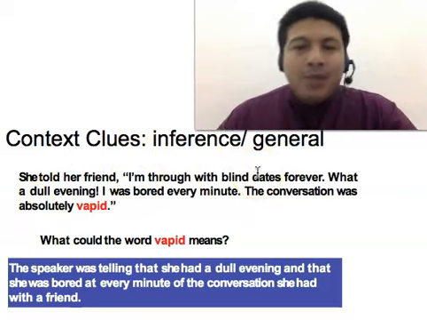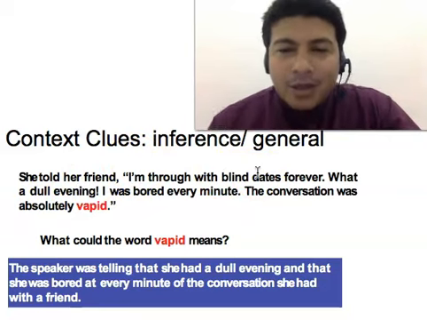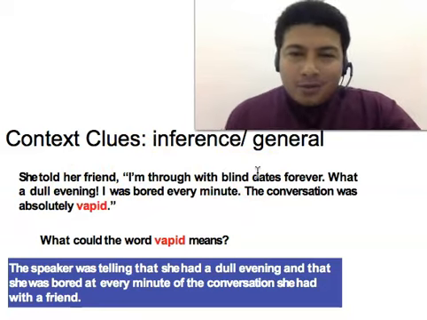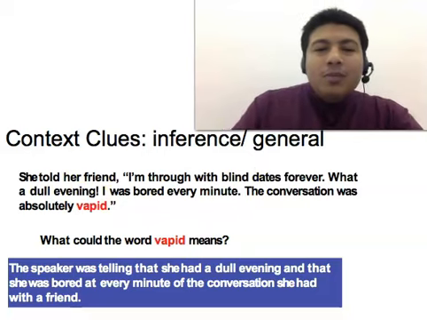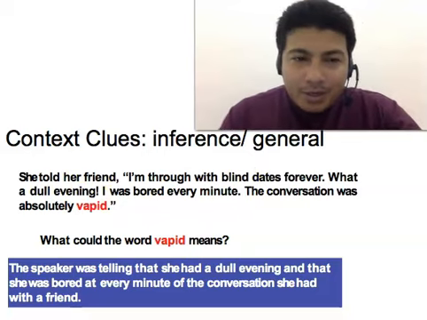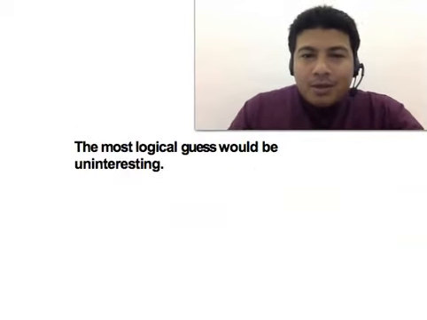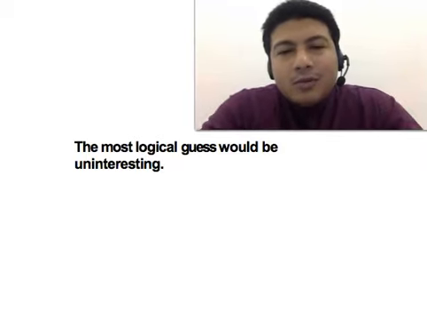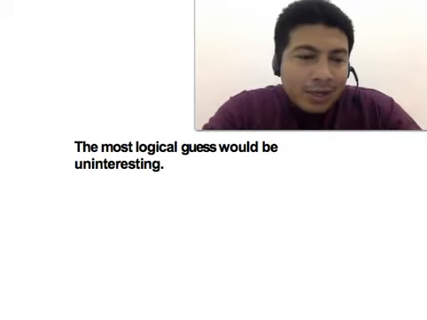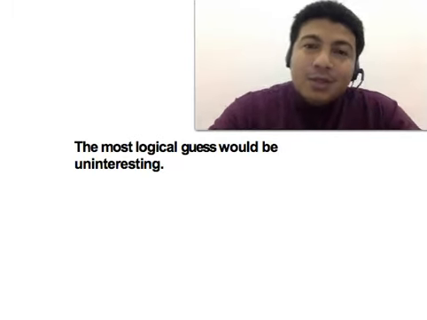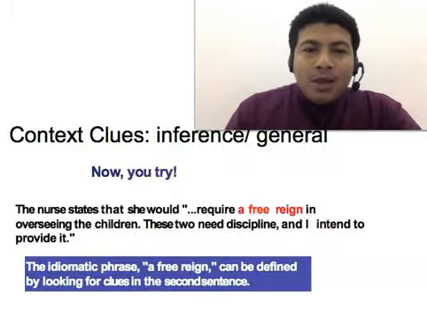I'm through, I'm done with blind dates forever. What a dull evening. So that means it is not an exciting evening. I was bored, so she wasn't happy. So what could be the meaning of the word vapid? So the most logical guess would be uninteresting, or any other words that you can come out with as long as it fits in the situation.